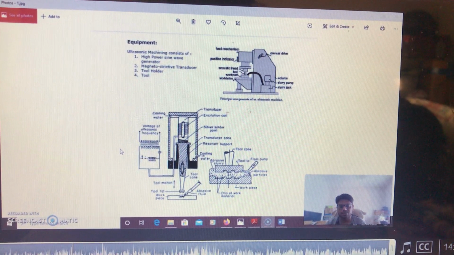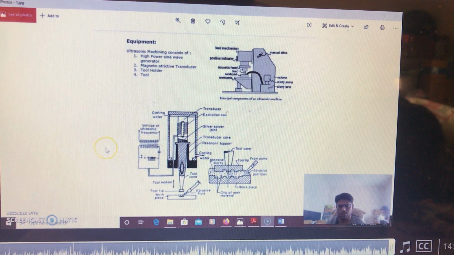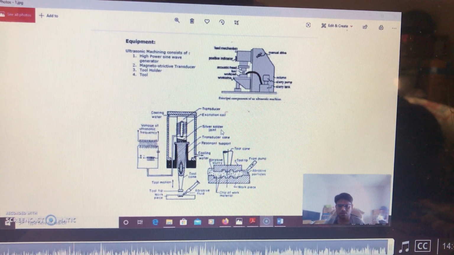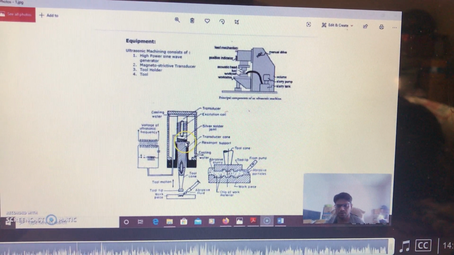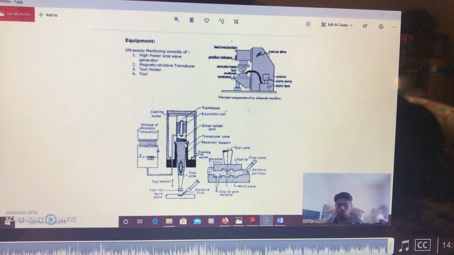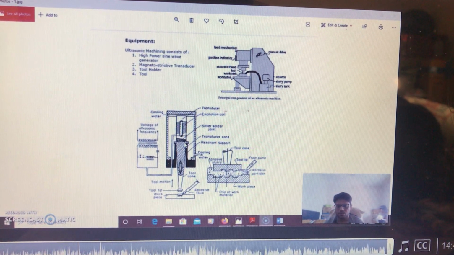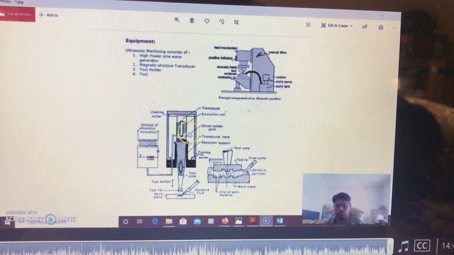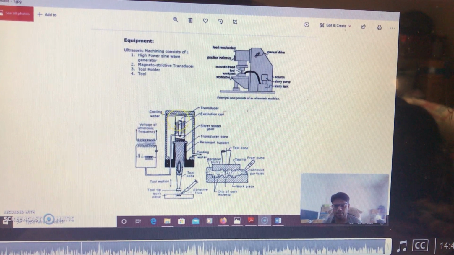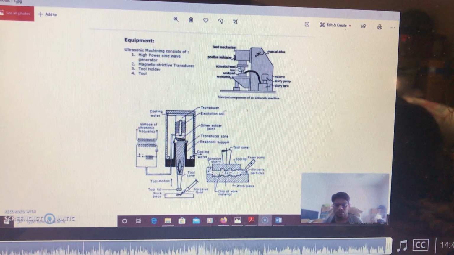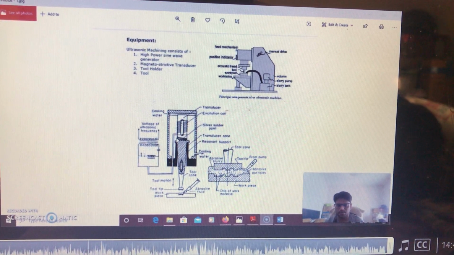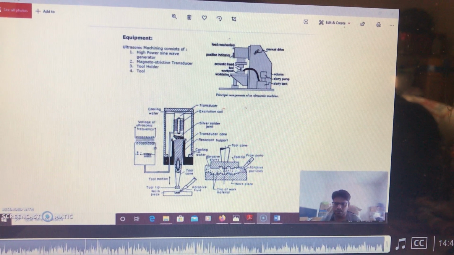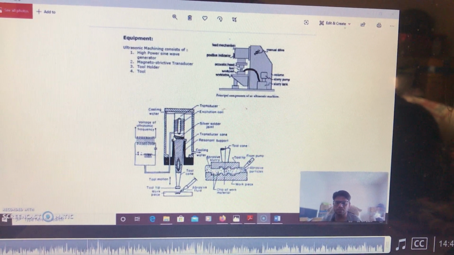Here we have the excitation coil. Here we have the silver shoulder joint. Basically the transducer is connected with the tool holder. Then the transducer cone, and the cooling water. Here we are supplying the cooling water; you can see cooling water in and cooling water out. Then the tool cone, with tool motion in the vertical direction, the Z direction, plus and minus. Tool tip, workpiece, and abrasive fluid.